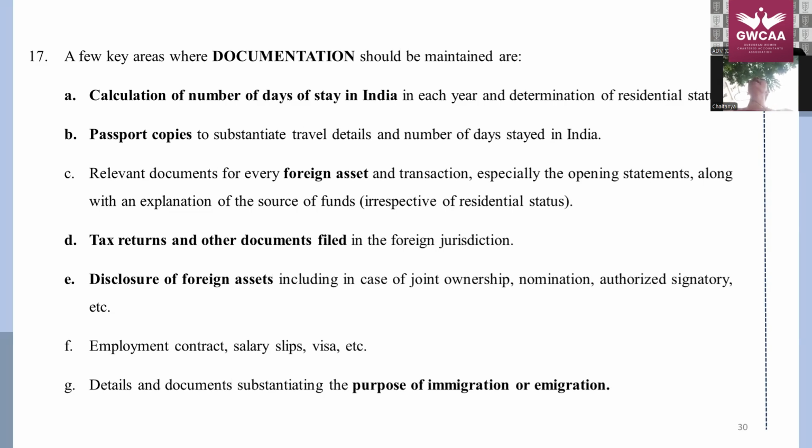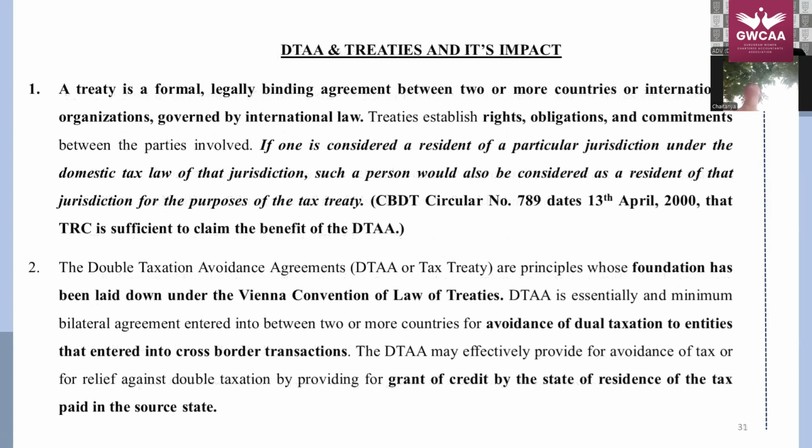Now friends, I have said that DTAA and treaties are very important, and India has signed treaties with 90 countries. So why are treaties important? Let's understand the definition. A treaty is a formal, legally binding agreement between two or more countries or international organizations governed by international law.